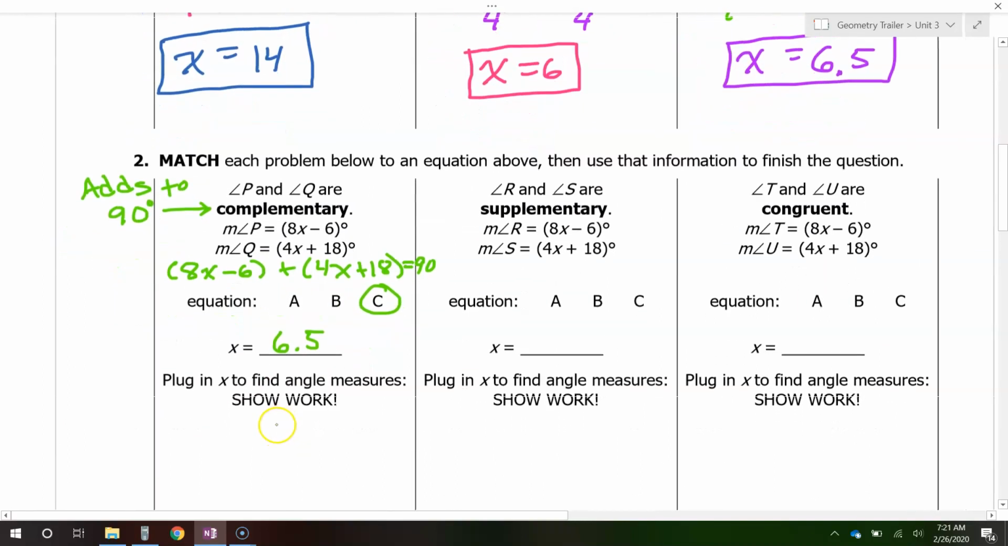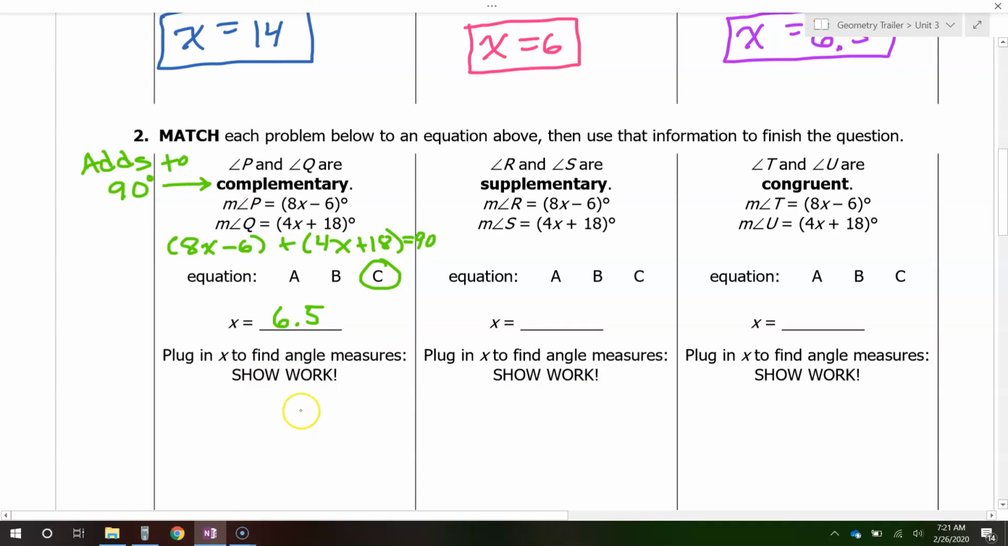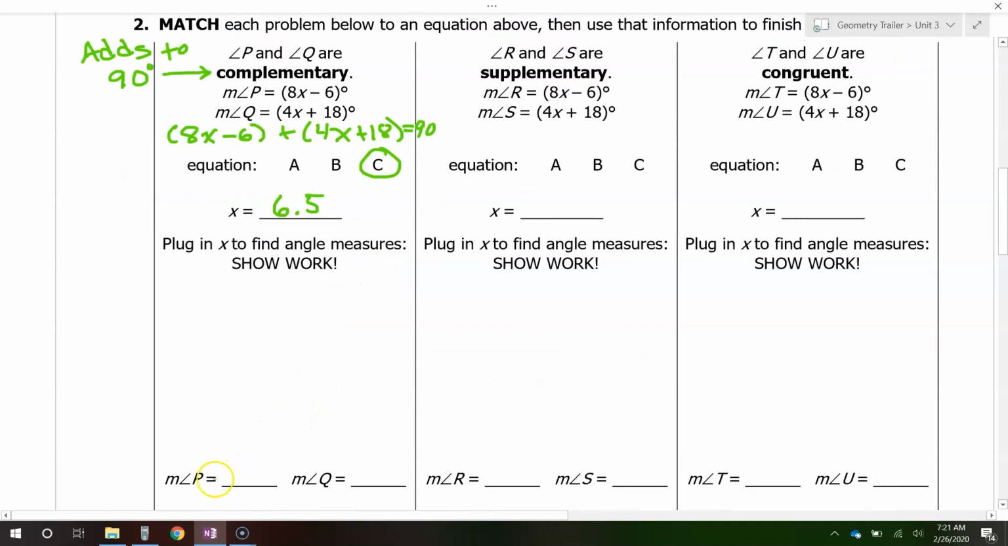So based on that, now they want us to plug in x to find the angle measures. So, okay, so we're going to find angle P and angle Q. So the measure of angle P is 8x minus 6. So that's going to be 8 times 6.5 minus 6.